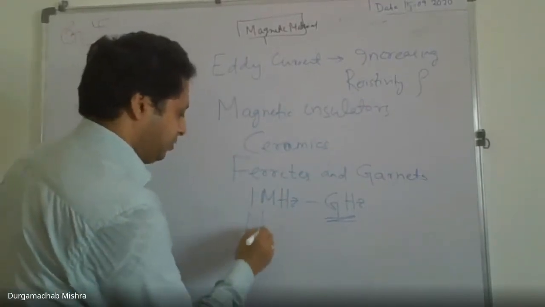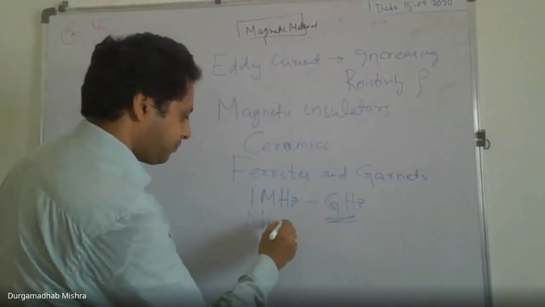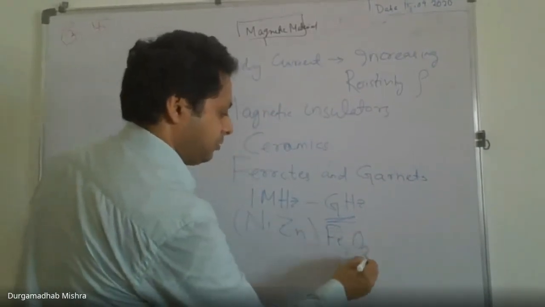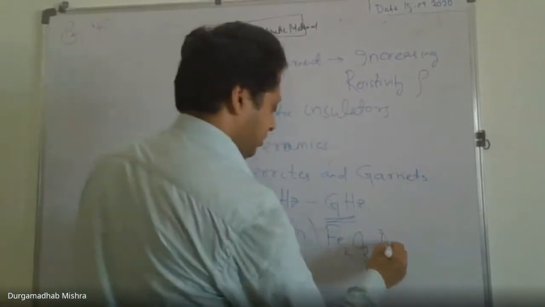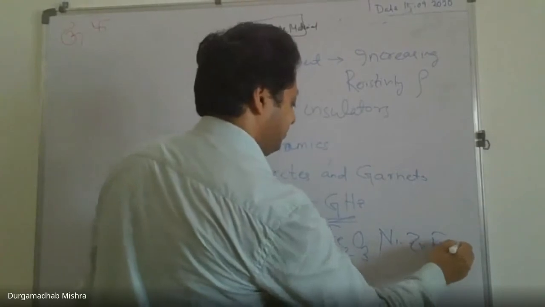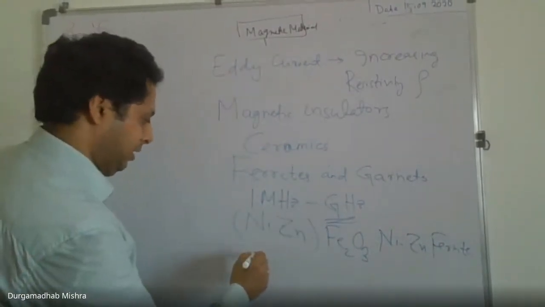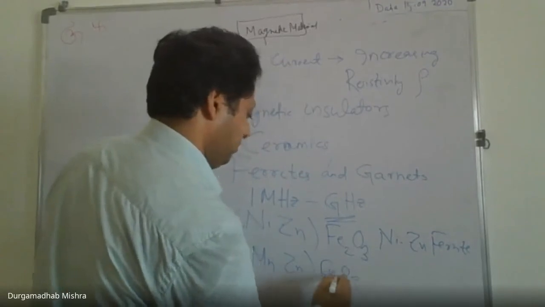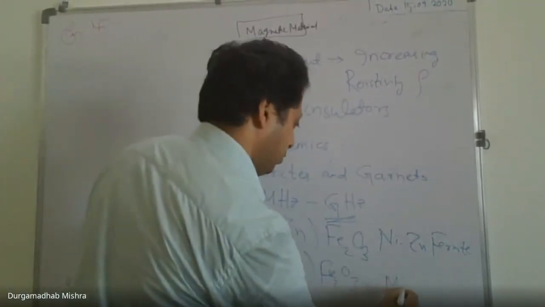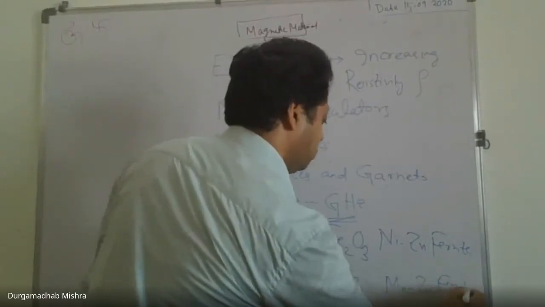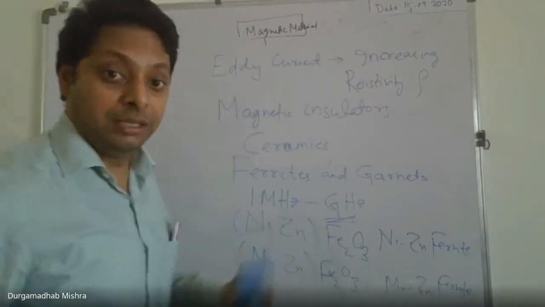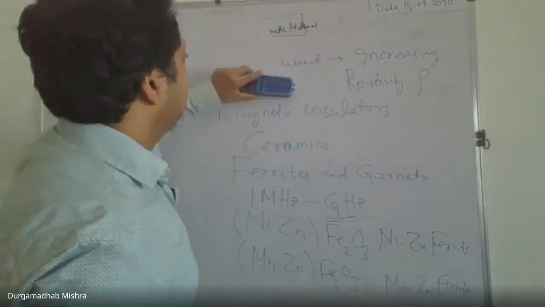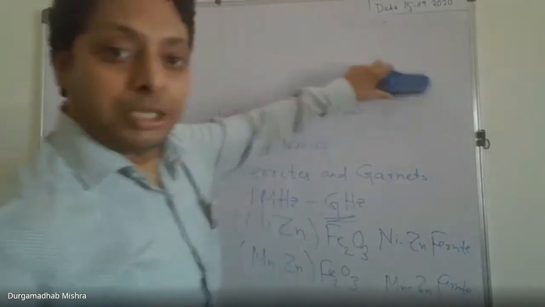Basically, one ferrite is nickel zinc, which is called a nickel zinc ferrite. And then there is another one, manganese zinc, called a manganese zinc ferrite. These are the widely used soft ferrites that are used in communication devices. Yeah, so this is about the soft ferromagnetic material.